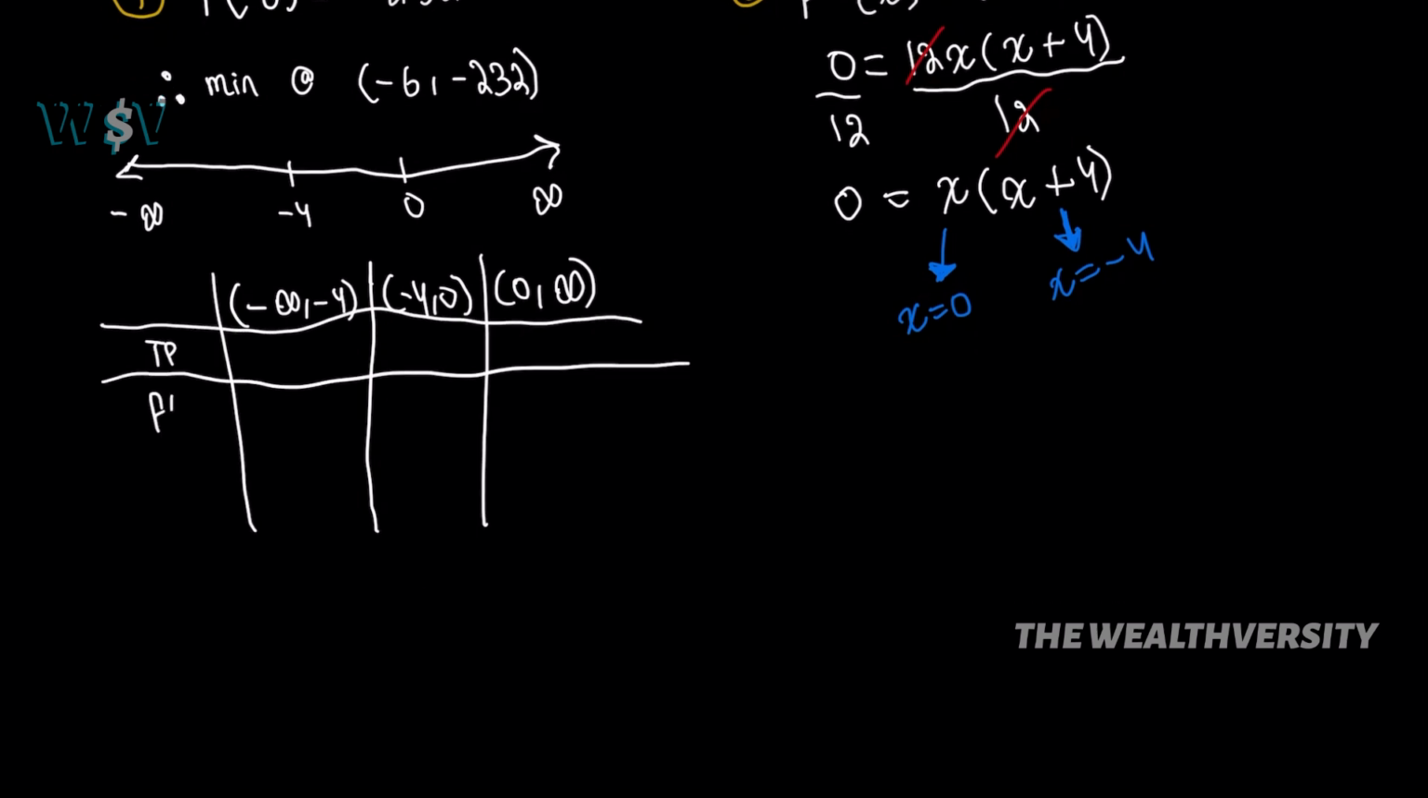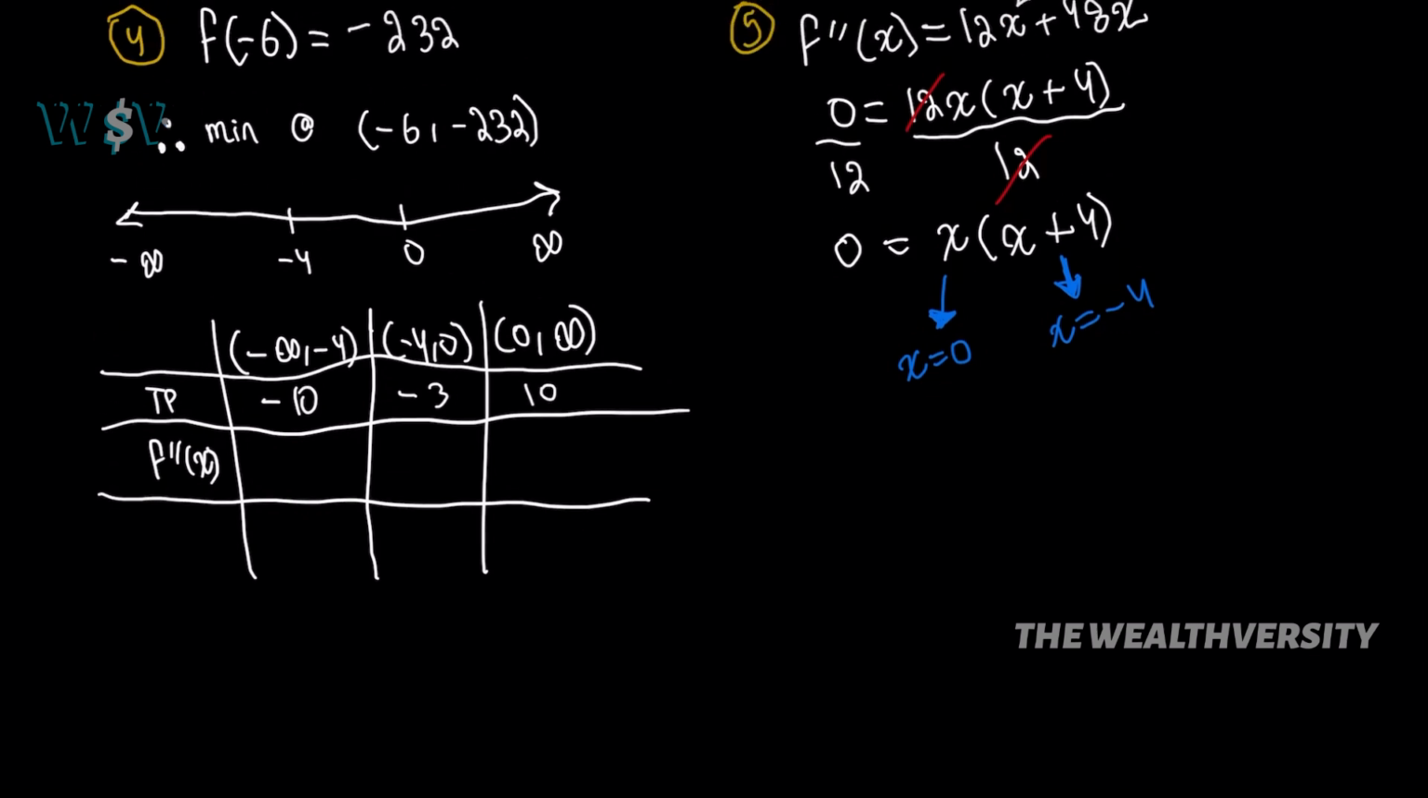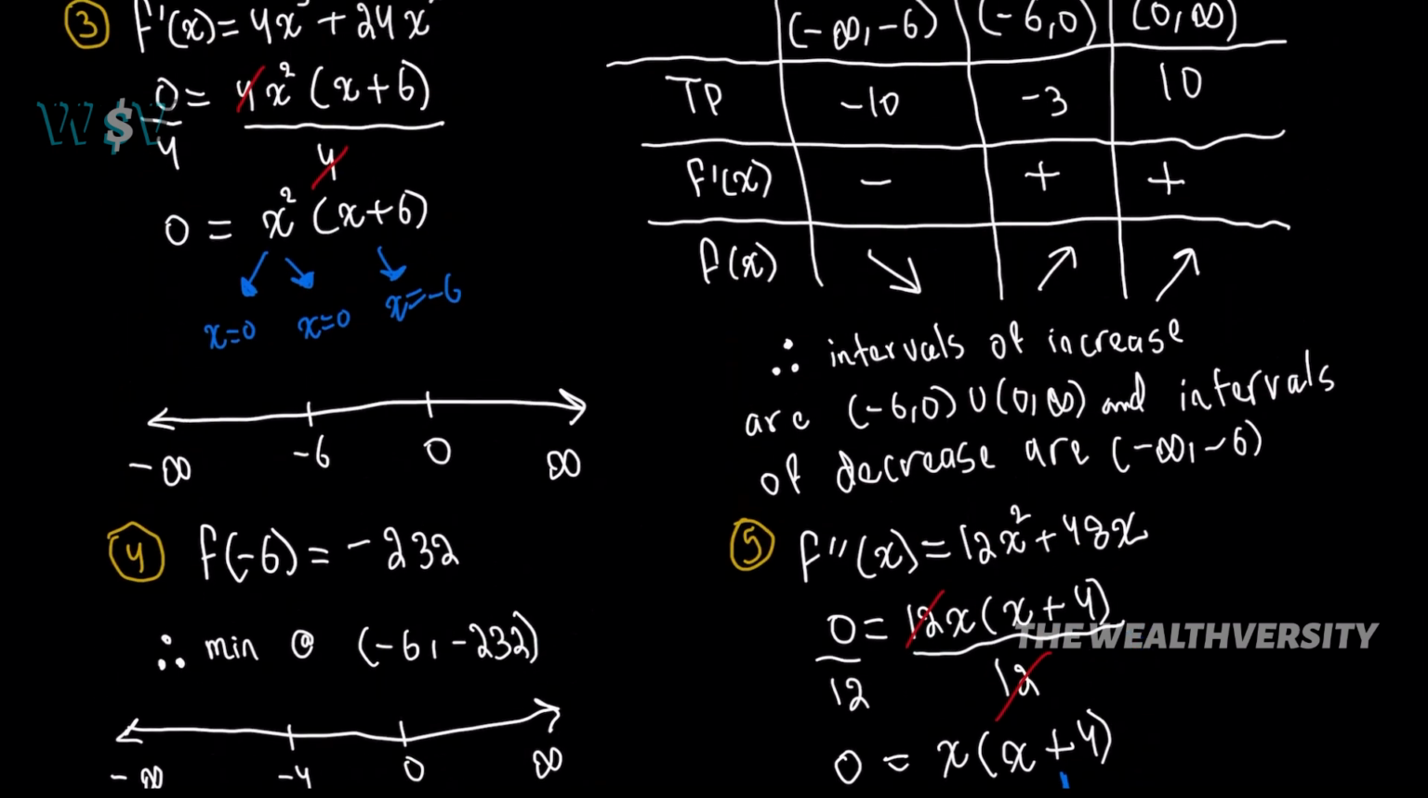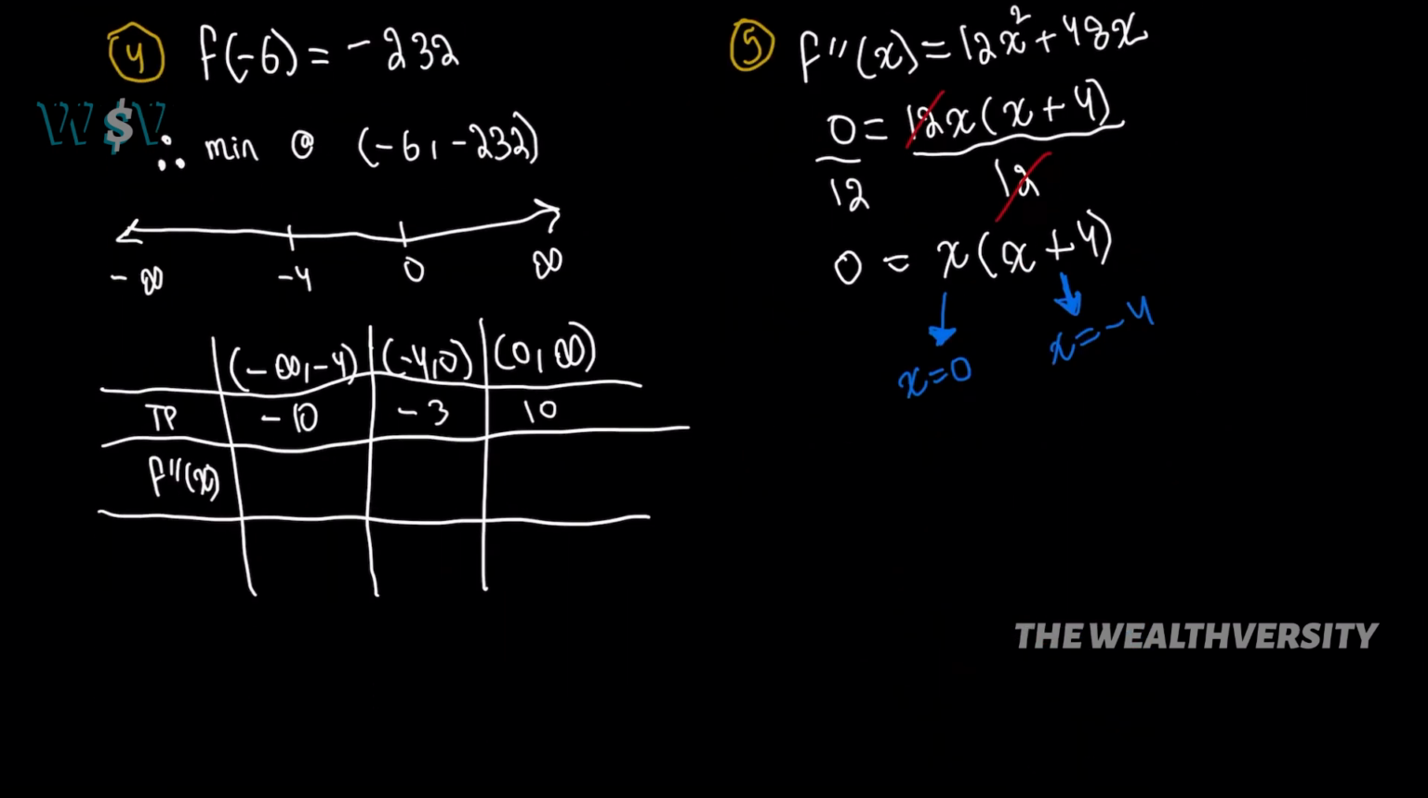Now we use test points like -10, -3, and 10. You do not have to choose the same test points as the first derivative chart. You just have to choose any point within the interval, and you cannot choose the critical points as test points as they will just result in 0.